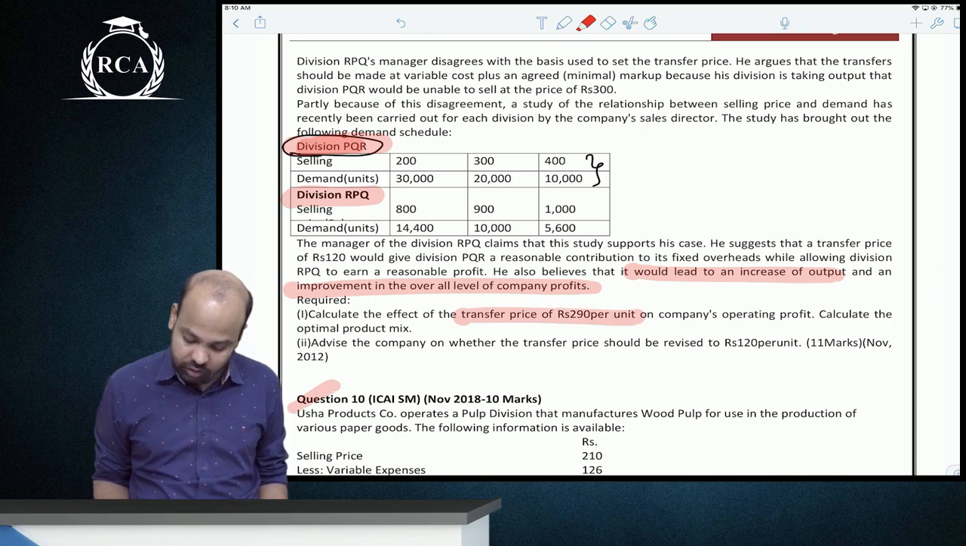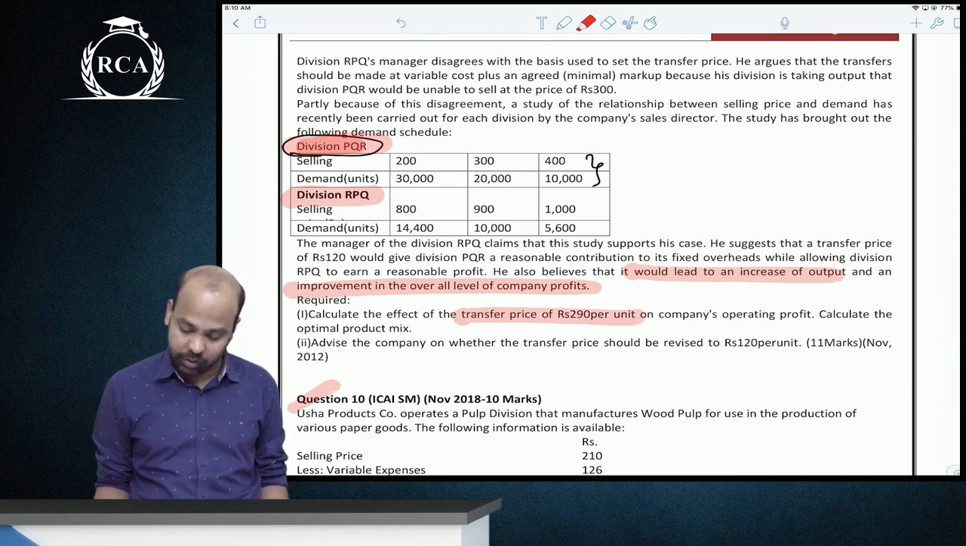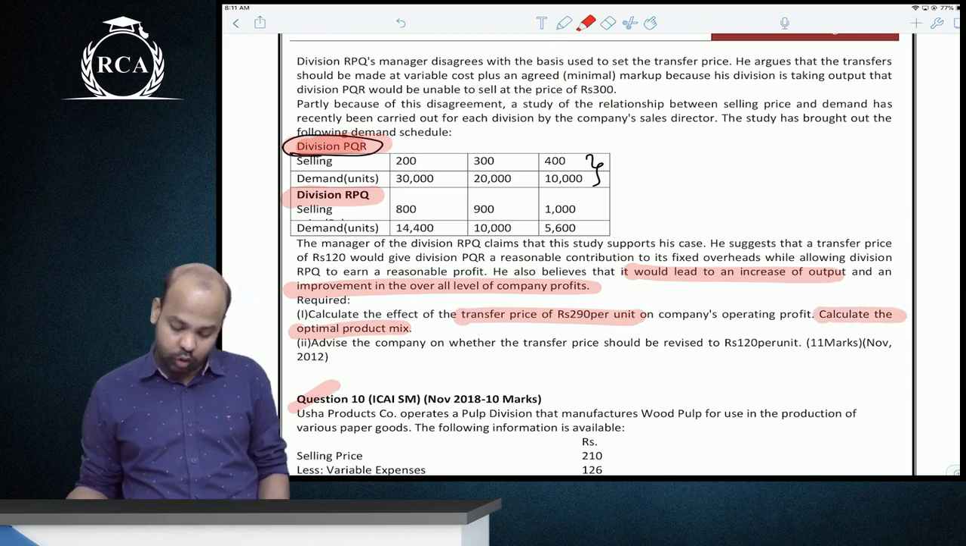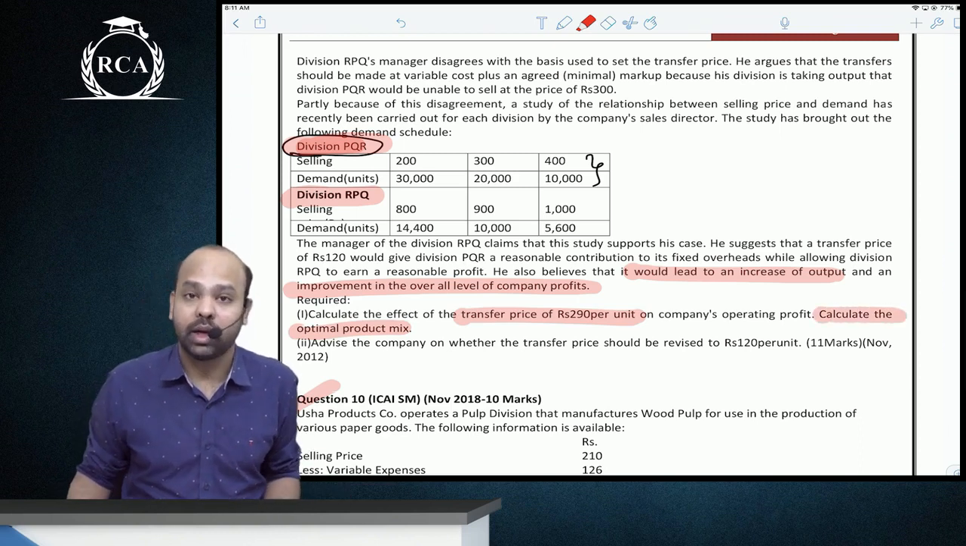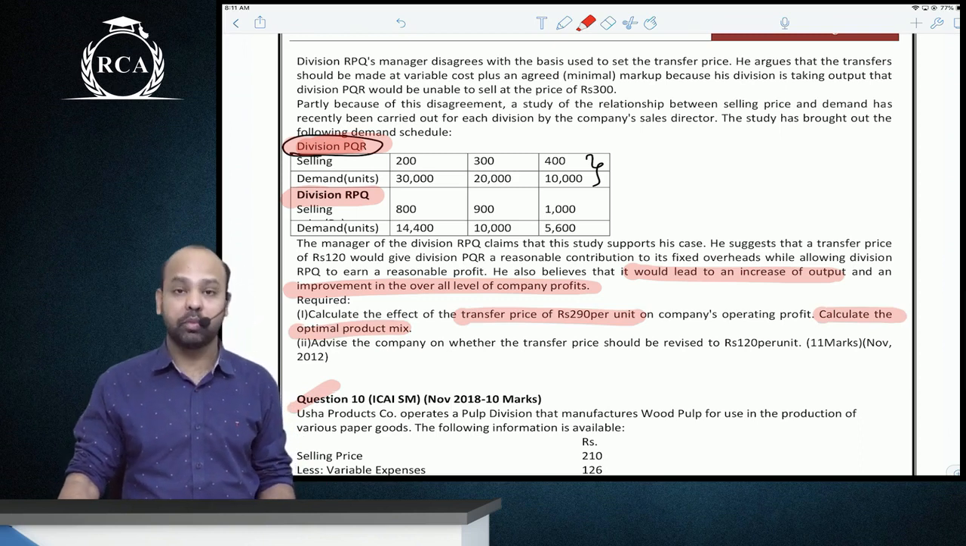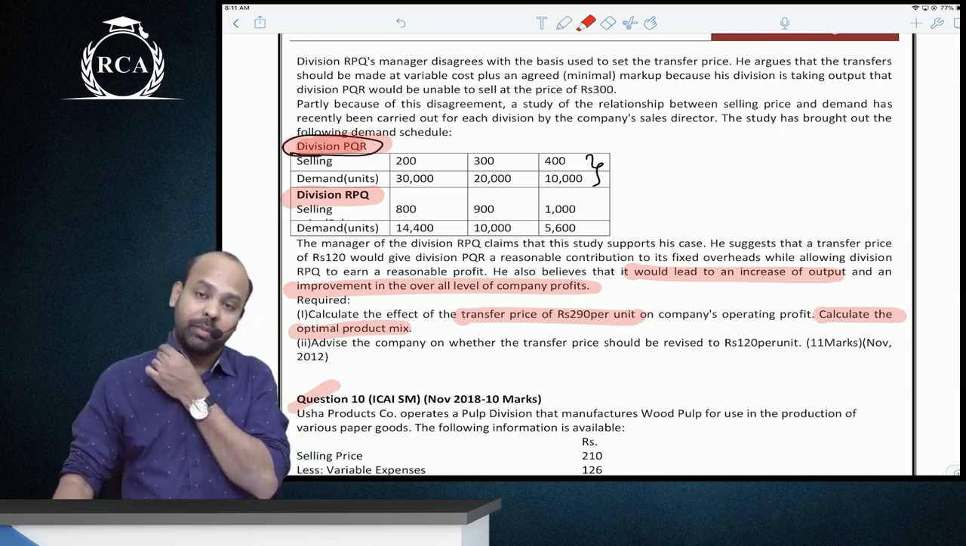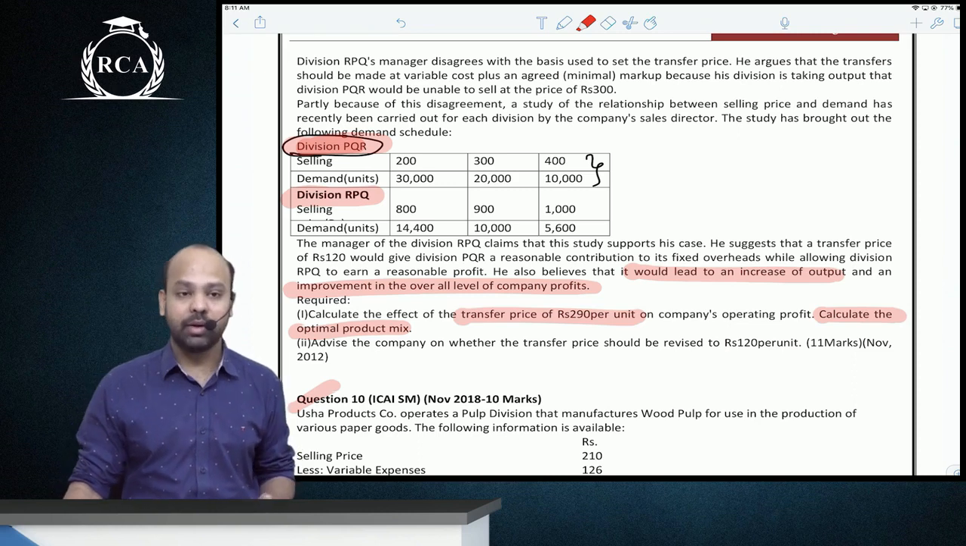Calculate the effect of the transfer price of 290 rupees per unit on the company's operating profit. Calculate the optimal product mix. To know the effect of transfer price of 290 rupees on the company's operating profit, guys, I will obviously have to prepare something called profitability statements, guys.